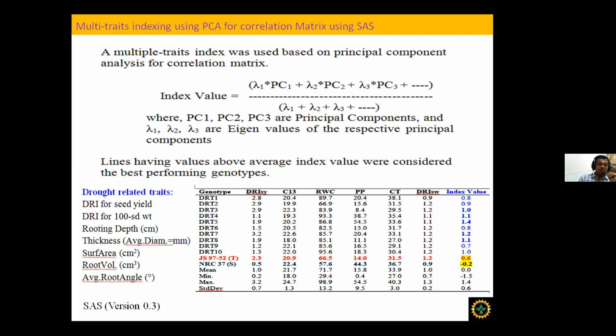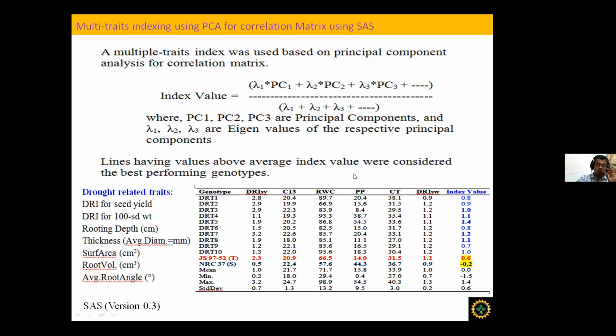Multi-trait indexing using principal component analysis for the correlation matrix using SAS. Here you can see a multiple trait index was used based on principal component analysis for the correlation matrix, and with this formula given here, the software calculates by itself, and the lines having a value above the average index value, which most of the time comes to 0, were considered the best performing lines. So above the 0 value, the line which has more than this average value will be the best performing genotype.